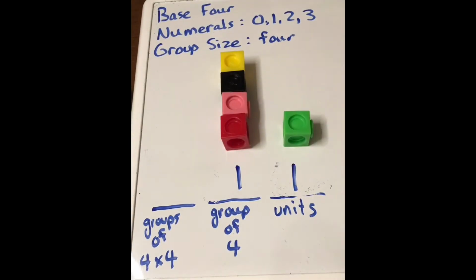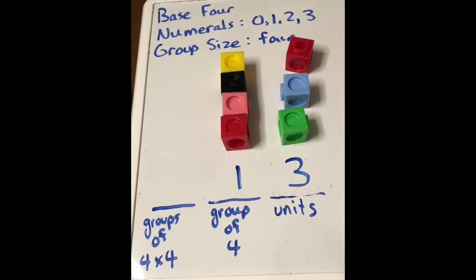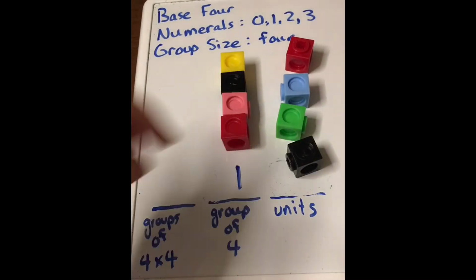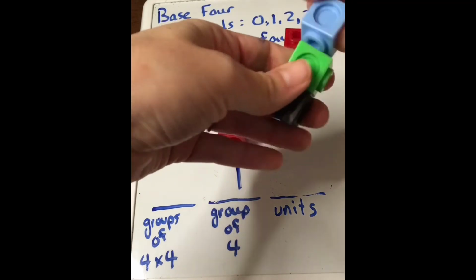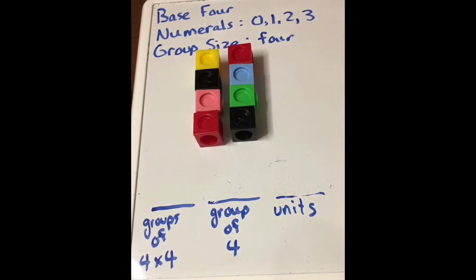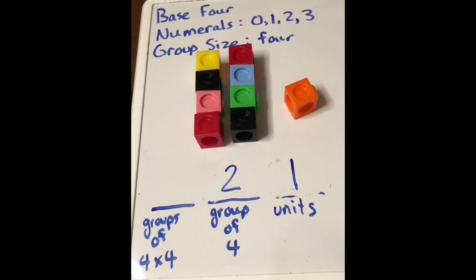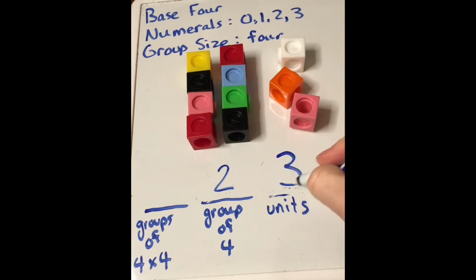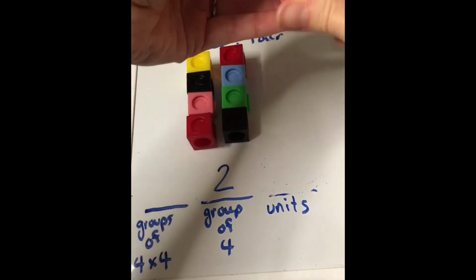It's easy again to add in the next 3 units. Adding one more gives us a new set of 4, so we group them together, and now we have 2 groups of 4 and 0 units. Let's fast forward until we have 3 groups of 4 and 3 units.